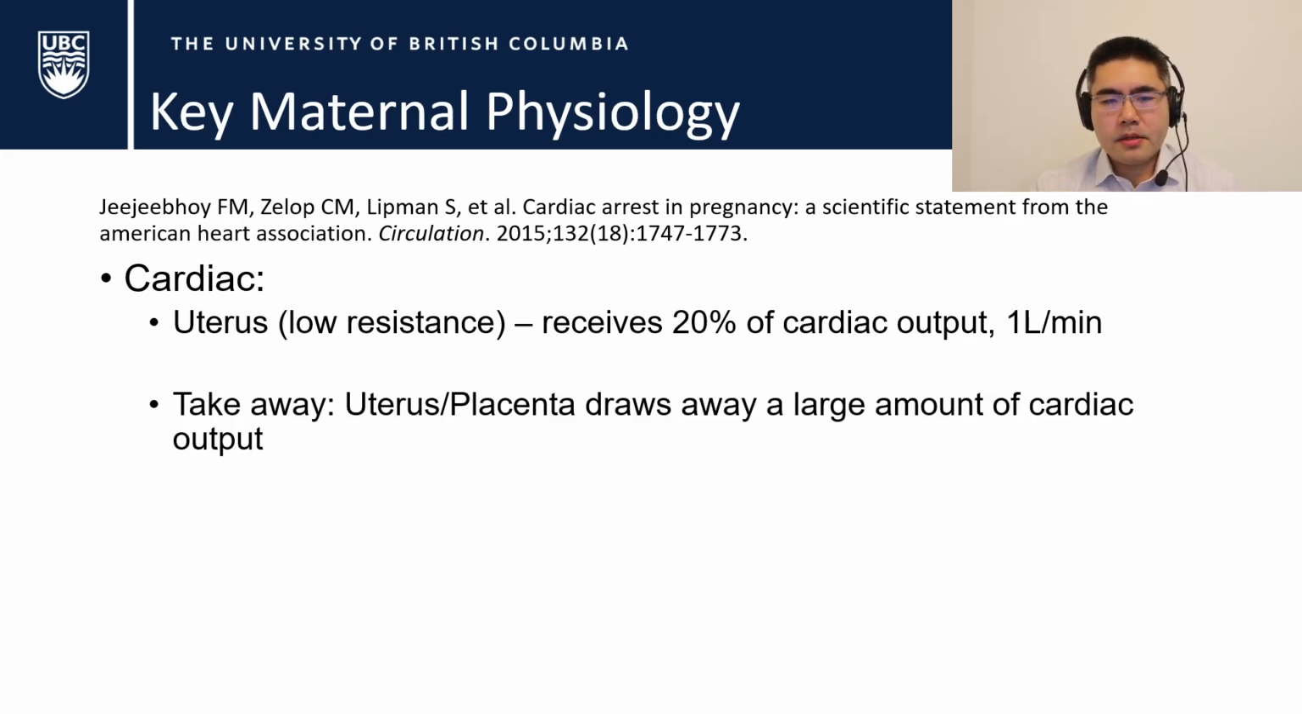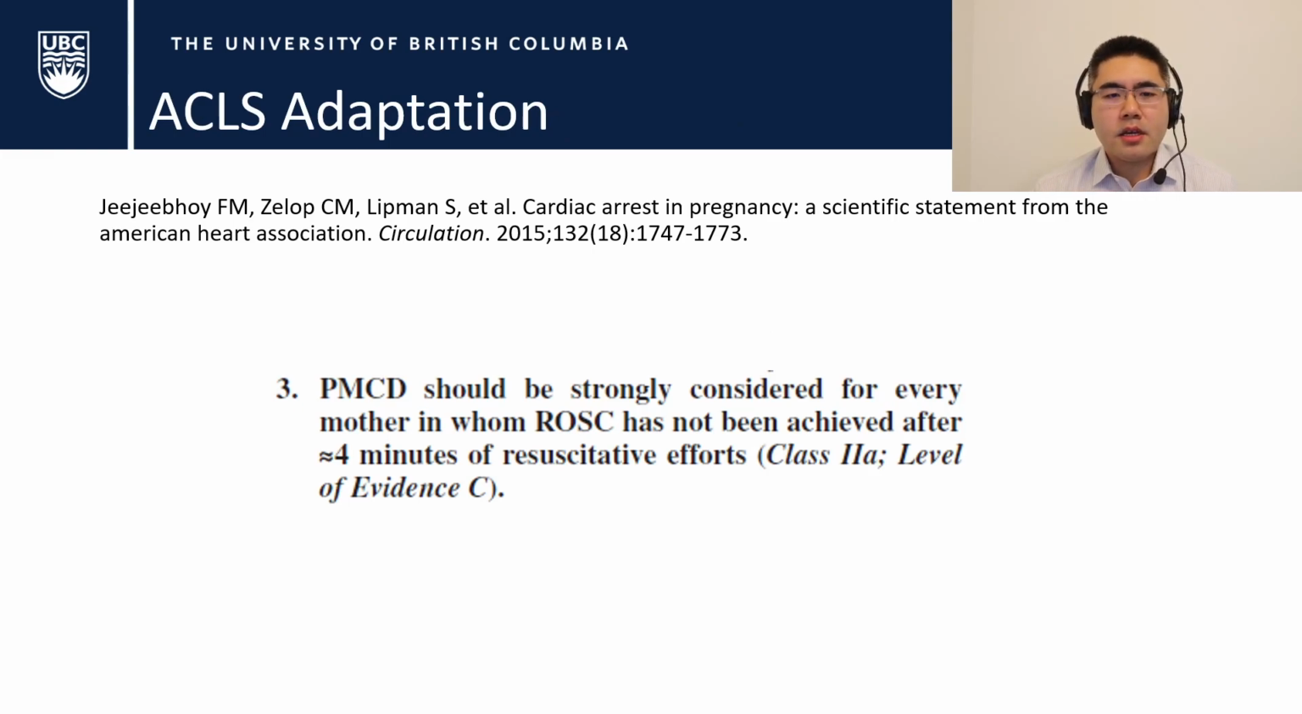Because the uterus really demands this, we recommend a perimortem C-section for every mother in whom return of systemic circulation has not been achieved after 4 minutes. That's crazy. What they're asking us is that once we lose a pulse, we need to be ready to cut this baby out within 5 minutes. If you look at any of your labor floors, every single crash cart is equipped with an emergency C-section kit. We are all trained and ready to do an emergency C-section if necessary.